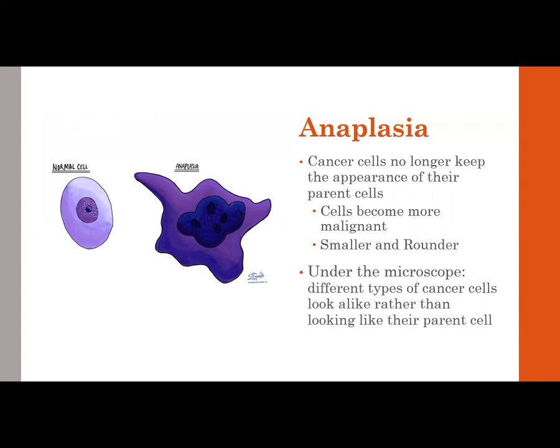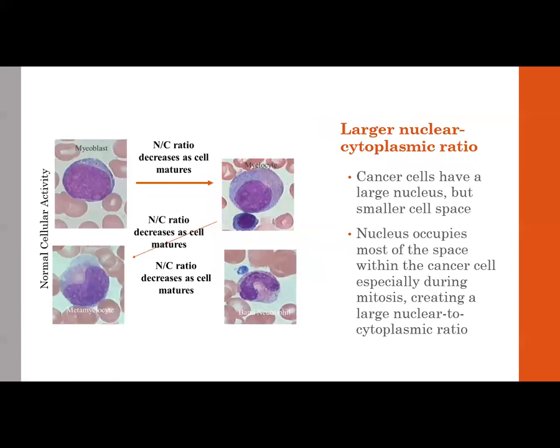Cells become more malignant, they're smaller and rounder. So under the microscope, different types of cancer cells can look alike rather than looking like their parent cell. Sometimes people will reference what the cancer cells look like as opposed to the parent cell, because at this point it looks more like the cancer than it does the parent. They also have a large nuclear to cytoplasmic ratio. So cancer cells have a large nucleus but a smaller cell space.